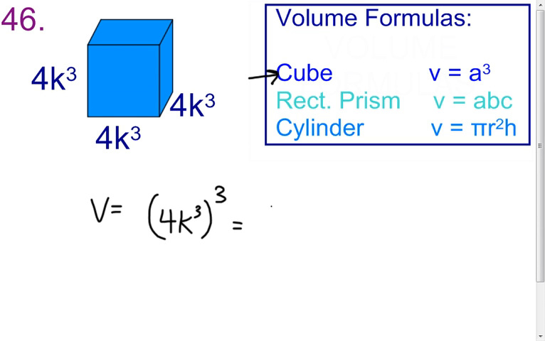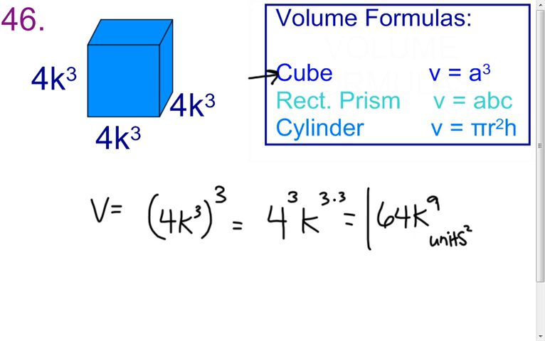What that really means is 4 to the 3rd and k to the 3 times 3. So 4 to the 3rd is 64, and then k to the 9th power. And I'm just going to write units squared. I don't know what units they are in this case. It didn't give it to me. Not units squared, cubed for volume, sorry. All right, and that should do it.